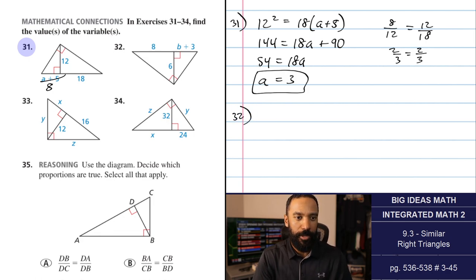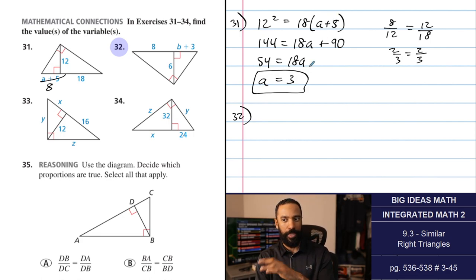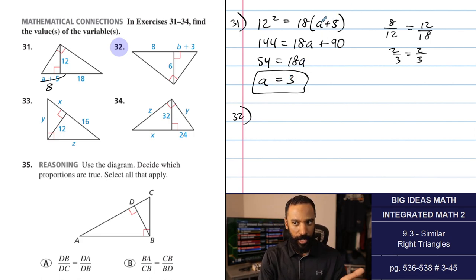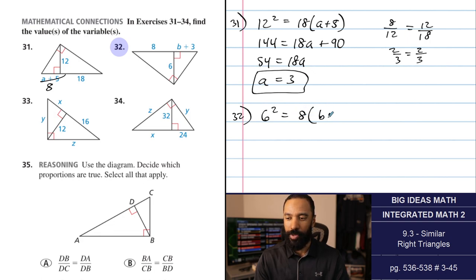6 is geometric mean of 8 and b plus 3. See, at least I can use my stuff to double check and verify that things are how they're supposed to be. Obviously, I could have plugged it into here, but... 6 is the geometric mean of 8 and b plus 3. Let's distribute that one.